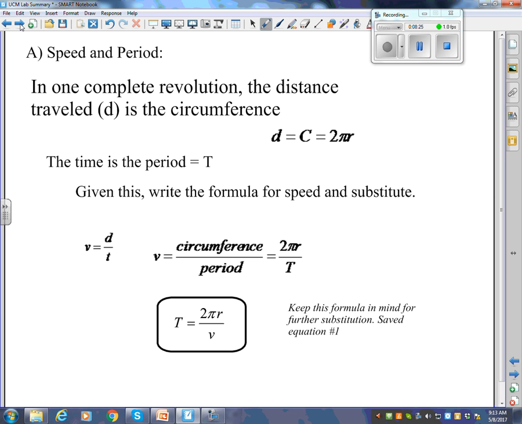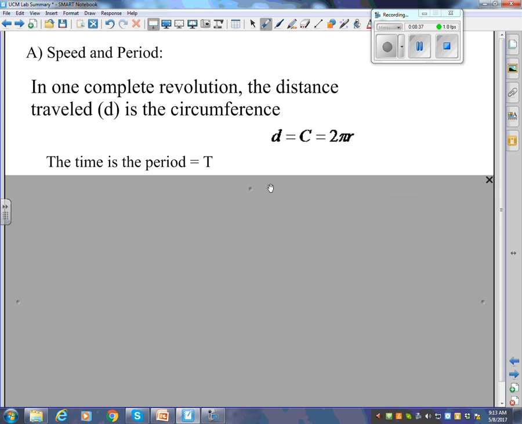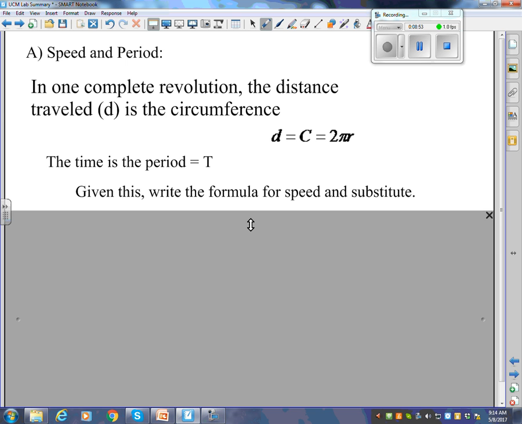Okay, so we're going to talk about speed and period. In one complete revolution, the distance traveled d, as you go around the circle, the distance traveled d is the circumference. And we know the formula for circumference is 2 pi r. That's probably something you learned about grade 7 or 8, I think, right? Hopefully. 2 pi r. This time, the time is the period. Now we use capital T for period. That's a special time. Yes, it's a special time in your life.